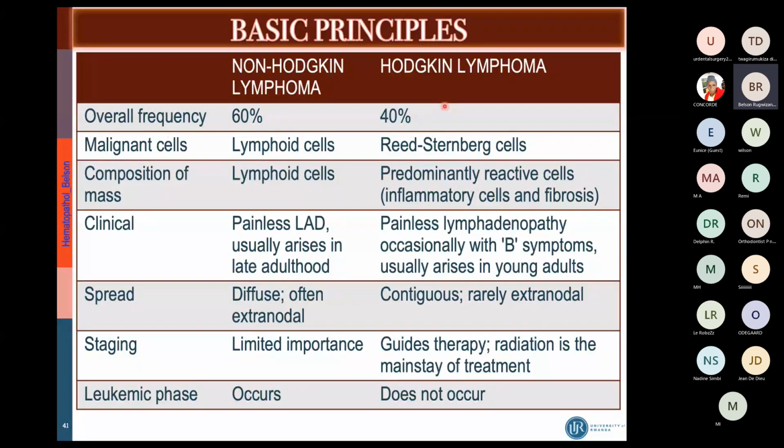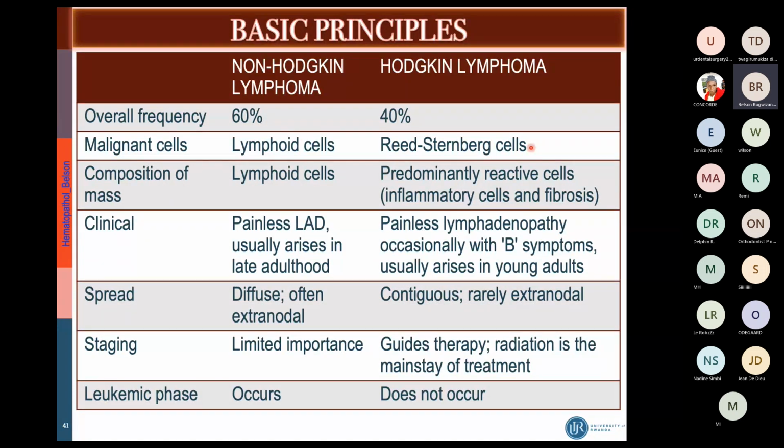So, basic principles when you compare non-Hodgkin lymphoma and Hodgkin lymphoma. Non-Hodgkin lymphoma is the most prevalent. The malignant cells are lymphoid cells in non-Hodgkin lymphoma, while in Hodgkin lymphoma, they are Reed-Sternberg cells. We shall come back to that. These have also been discovered. They are B lymphoid cells. Some people thought they were macrophages and so on, but at the end they concluded they are B lymphocytes.